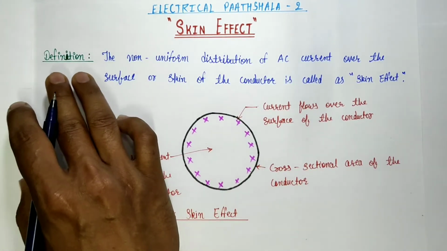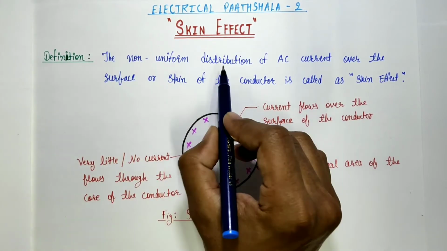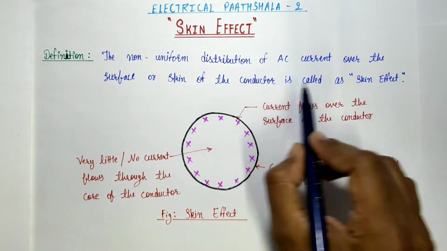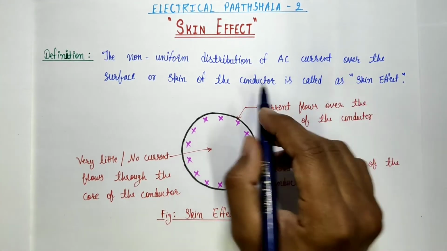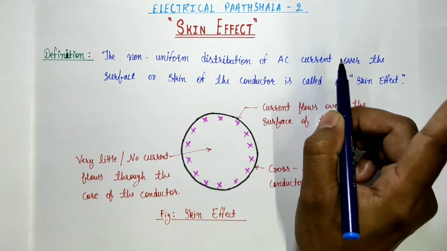First of all, we will talk about the definition of skin effect. The definition states that the non-uniform distribution of AC current over the surface or skin of the conductor is called the skin effect. Here you should notice that this definition is talking about AC current only, not DC current.